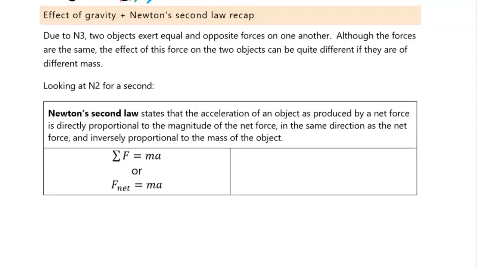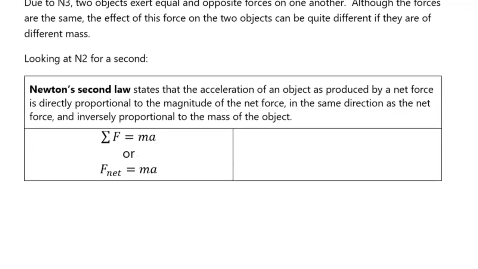Okay, so due to Newton's third law, two objects exert equal and opposite forces on one another. Although the forces are the same, the effect of the force on the two objects can be quite different if they're of different mass. So let's just quickly revisit Newton's second law. Remember, it was telling us that the sum of the forces equals ma, and it tells us that the acceleration of an object produced by a net force is directly proportional to the magnitude of that force, or a is proportional to the net force, like that.